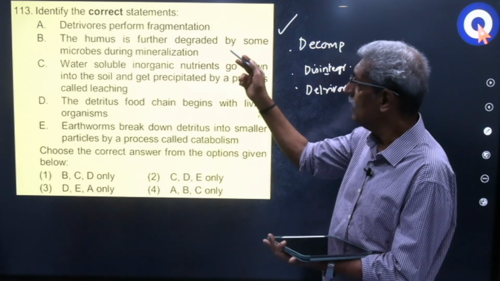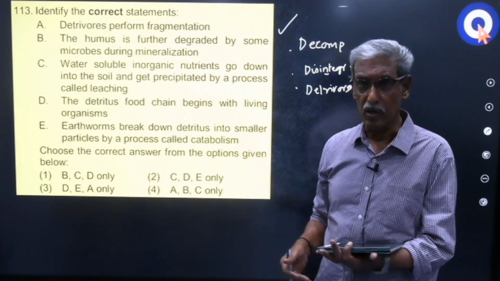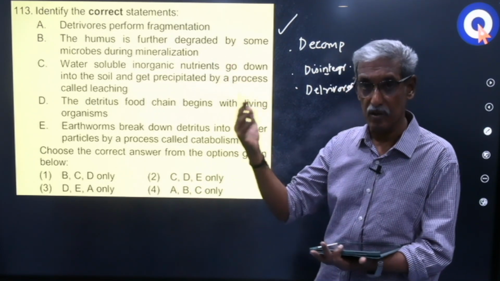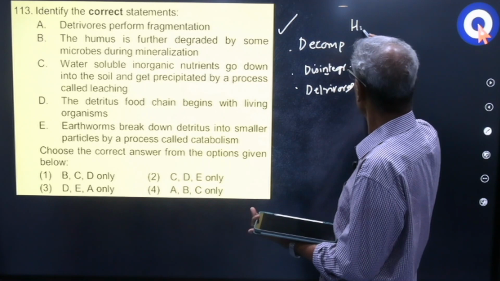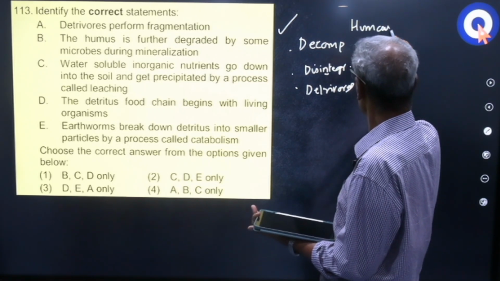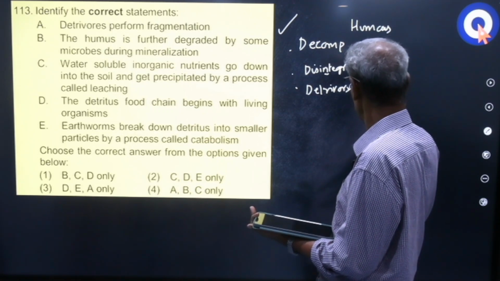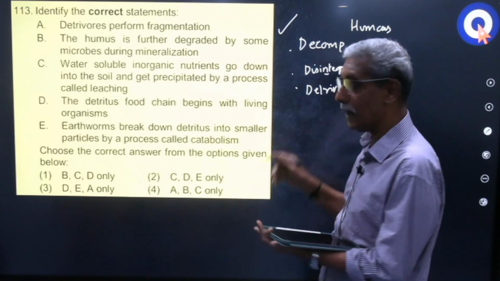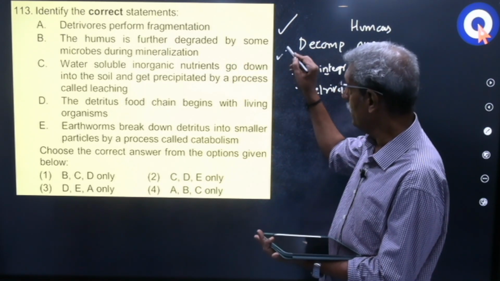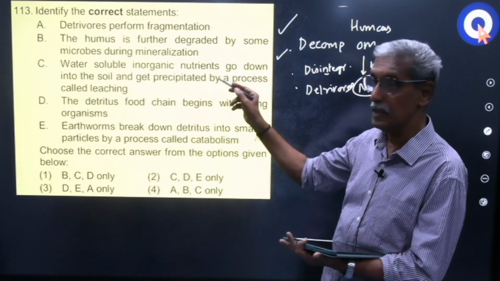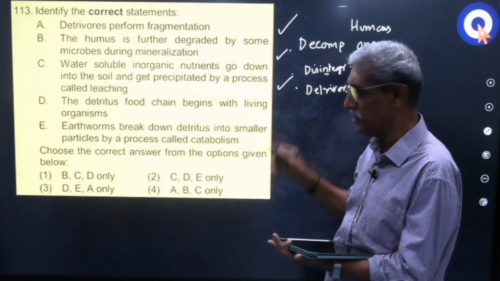And humus is the organic component of soils; the chemical component is called colloids and the organic component is called humus. Humus is rich in organic matter. It is further degraded by microbes during mineralization. Microbes break it down, and minerals like nitrogen, phosphorus, sulfur, etc. are released. Water soluble inorganic nutrients go down into the soil and are precipitated by a process called leaching.